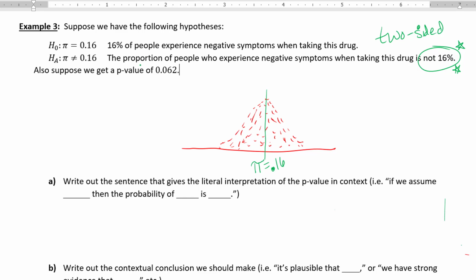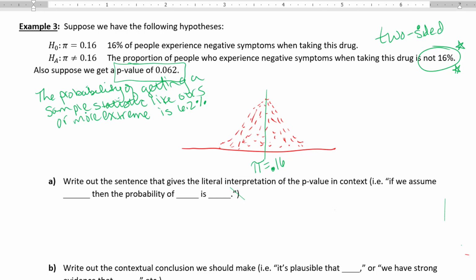So if we got a p-value of 0.062, again, remember what a p-value means. It means if the null hypothesis is true, then the probability of getting a sample statistic like ours or more extreme is 0.062, 6.2%. So, or more extreme, what does that mean in this situation? If the alternative hypothesis had been less than, then we would count or more extreme as the dots that are less than our sample statistic. If the alternative hypothesis had been greater than, then we would count the dots that are like our sample statistic or greater. But in the case where it is not equal to, the or more extreme will be counted on both sides. We're going to count dots on both sides, in both tails of the distribution.